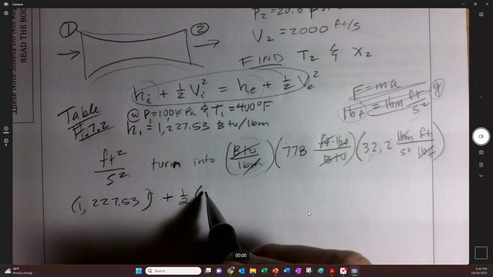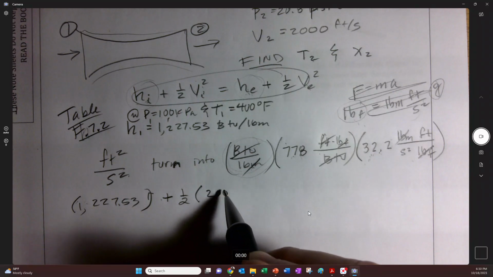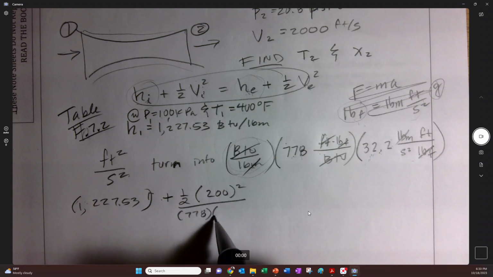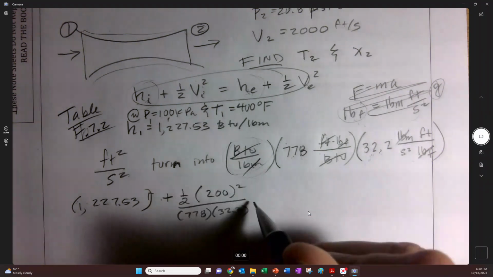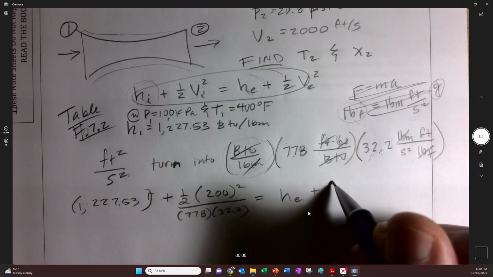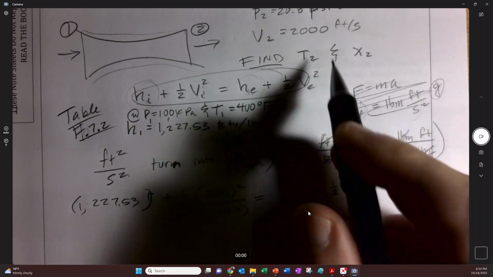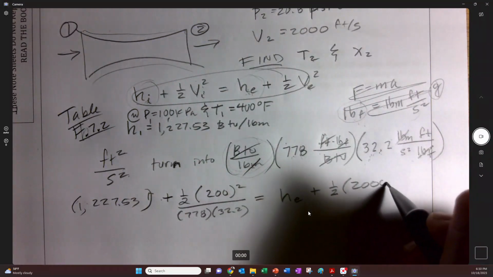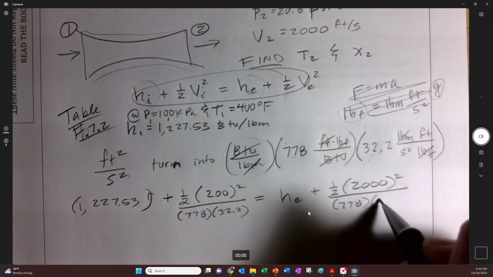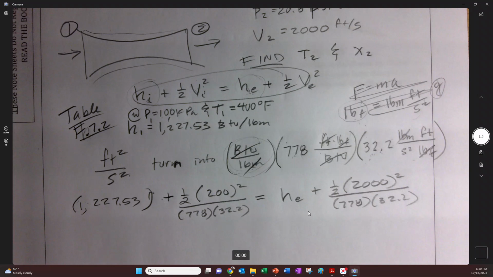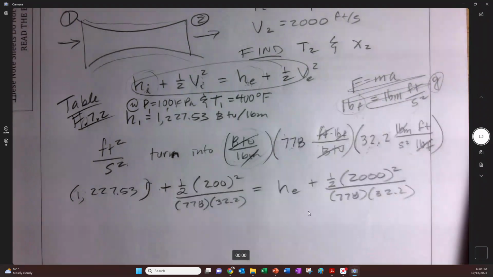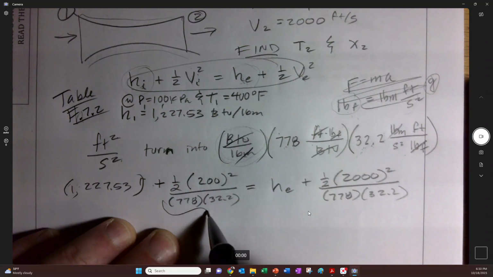So V squared over 2, that is 200 divided by 778 and 32.2, equal to h exit plus 1/2 of 2,000. So this can be a larger number. But let's actually look at the in-between numbers. It's good to look at the in-between numbers and see what the influence of each is, even though that seems like a whole lot. Let's see what this is right here.